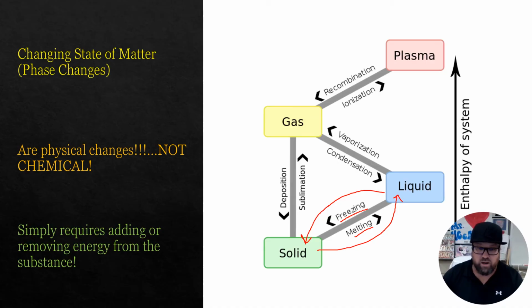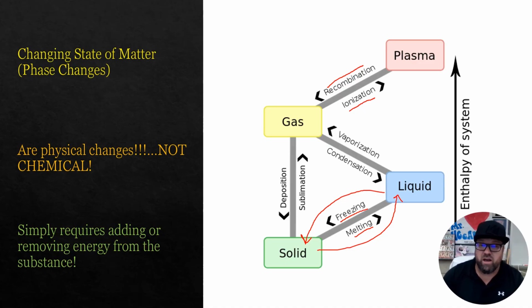A gas going to a solid is known as deposition. A solid into a gas is sublimation. A liquid into a gas is vaporization. A gas into a liquid is condensation. A gas into a plasma is ionization. And a plasma back to a gas is recombination. So make sure you're familiar with those terms.